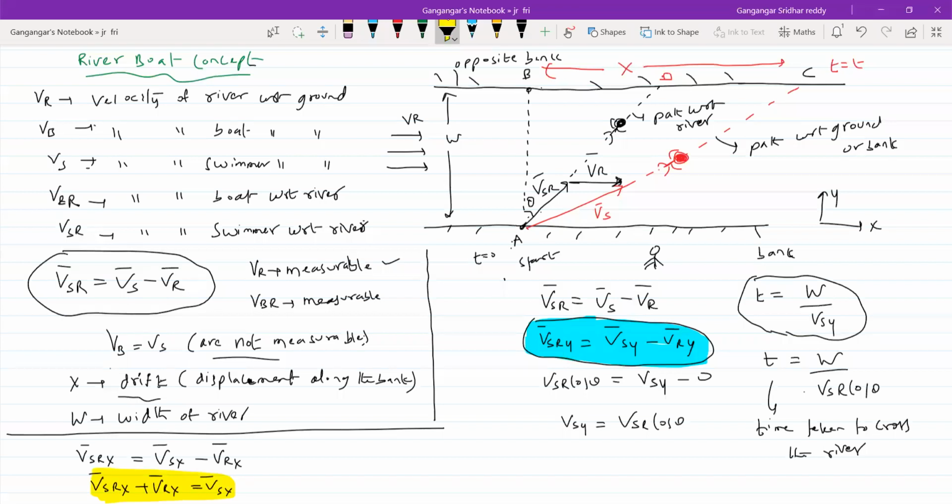Tell me, who will determine the displacement? The x component of the velocity of the swimmer with respect to ground. Shall I write it like this? X equal to VSX into t. What is the time taken? Time taken to move from A to C is t. In that interval of time, you'll have a horizontal displacement of x. What is VSX? Substitution of this.